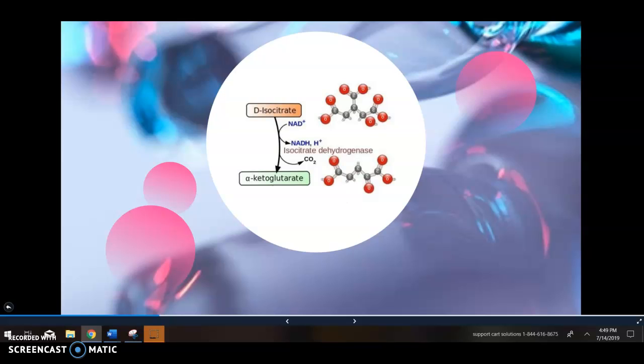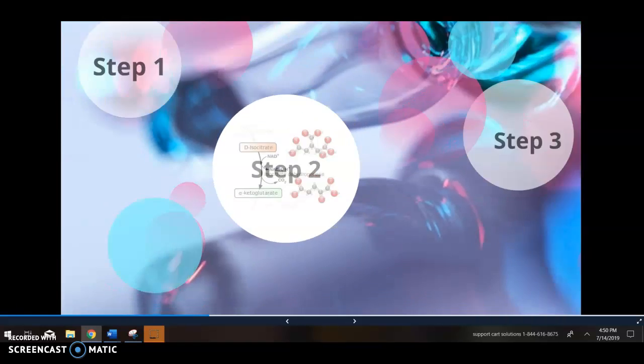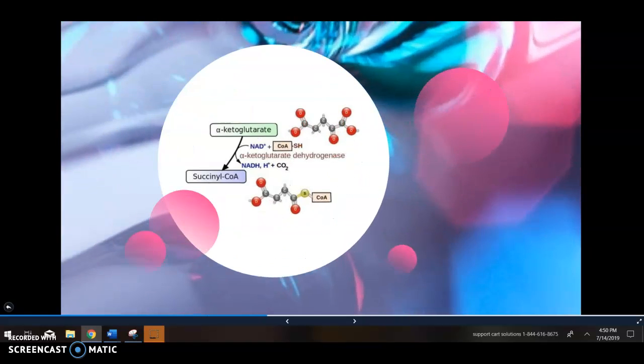Isocitrate is then oxidized to a compound called alpha-ketoglutarate, which is a 5-carbon molecule. In the process, a molecule of carbon dioxide is released. This is done with the help of an enzyme called isocitrate dehydrogenase.